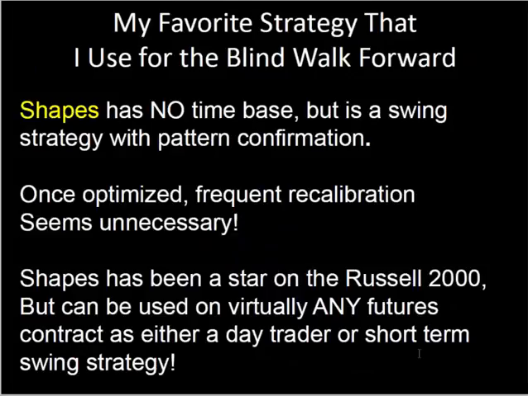Now, my favorite strategy that I use in the blind walk forward is Shapes. It has no time base. It's a swing strategy with pattern confirmation, but it's really a support and resistance type system. And once optimized, frequent recalibration seems unnecessary. We've been running it on Russell 2000 now without any optimization since June 21st, 2013.